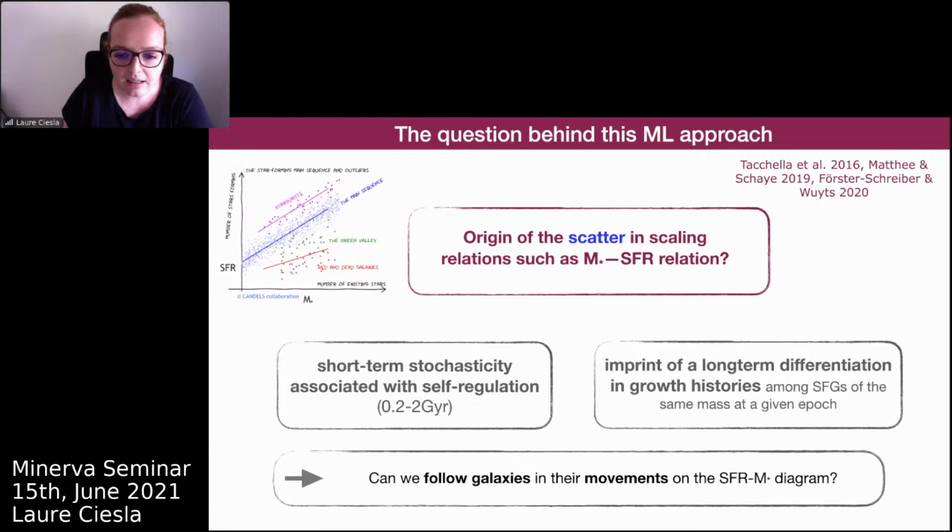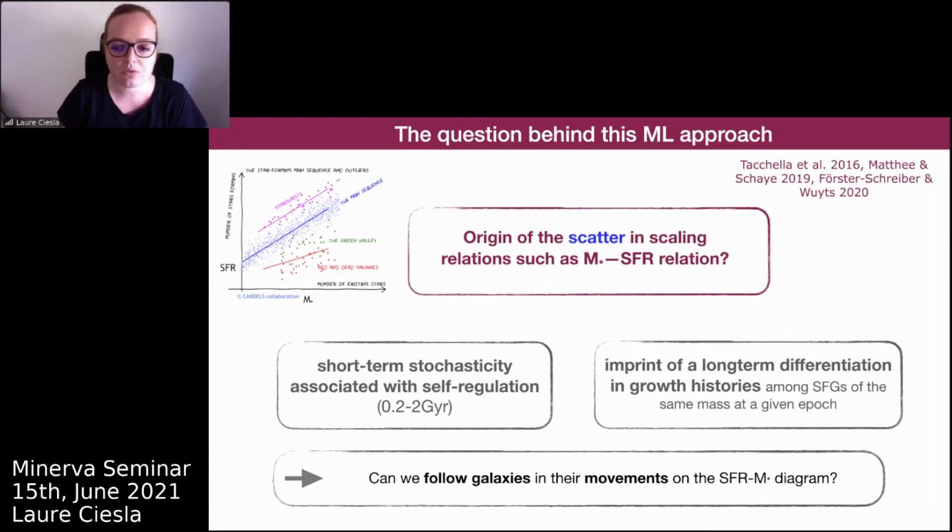There are now some things that are admitted. It should be linked to the star formation history of the galaxy, but is it due to short-term stochasticity, something associated with the self-regulation of star formation activity, and we are talking about timescales of the order of 0.2 to 2 gigayear? Or is it something due to differences in the long-term star formation history of the galaxies, something linked to the initial condition of the dark matter halo of the galaxies? So this is one of the key questions.